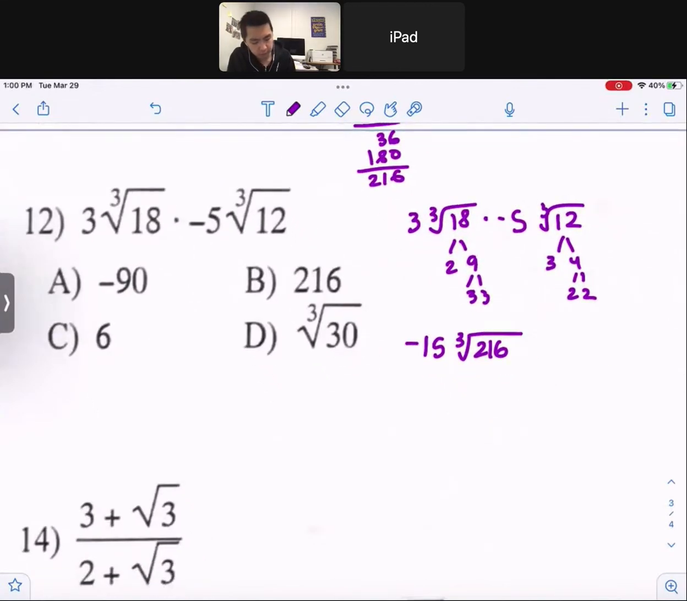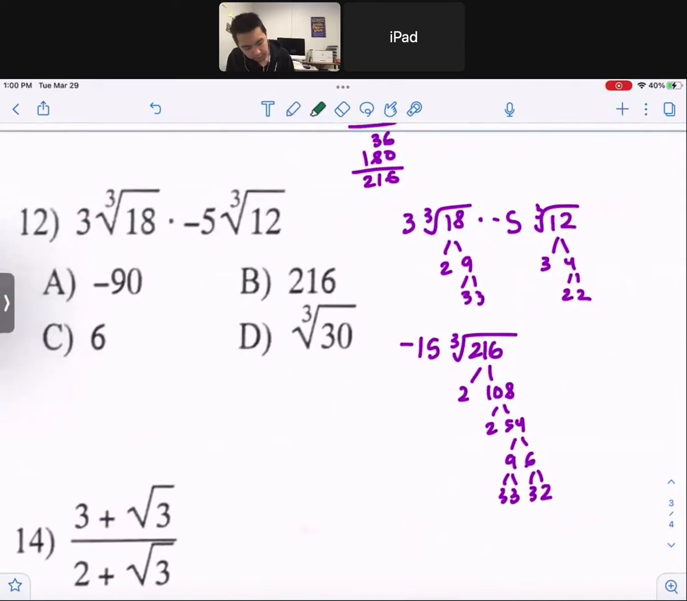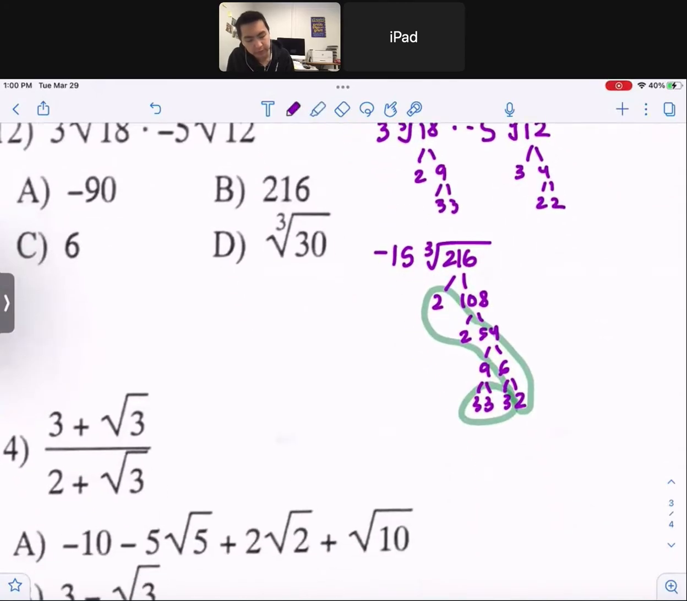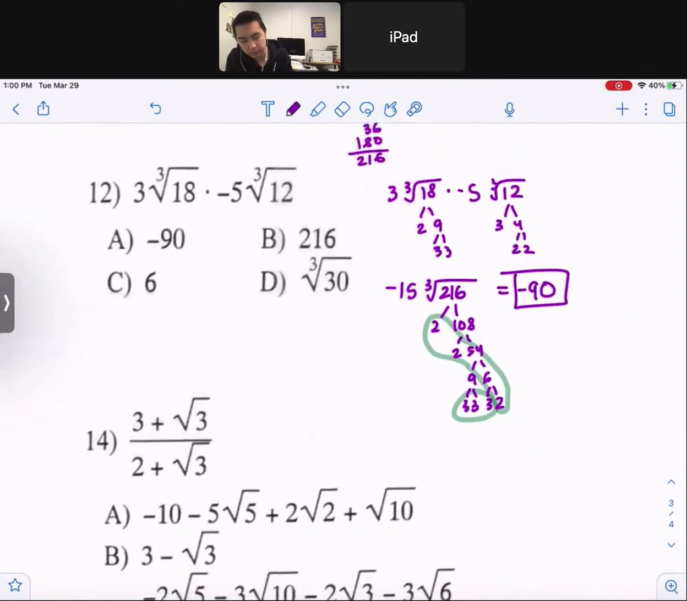216, you guys. Well, if we break this down, 2 and 108, 2 and 54, 6 and 9, 3 times 3, and 3 times 2. There's a group of 2's right there. There's another group of 3's right there. No leftovers, so 2 times 3 is 6. 6 times negative 15 is negative 90. No leftovers, so answer is going to be A for negative 90.